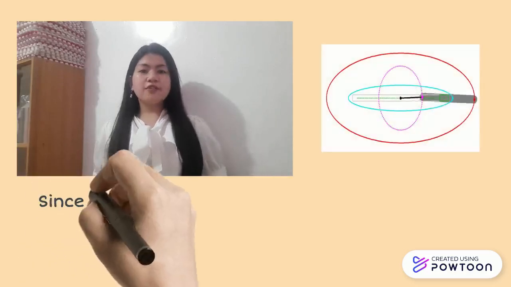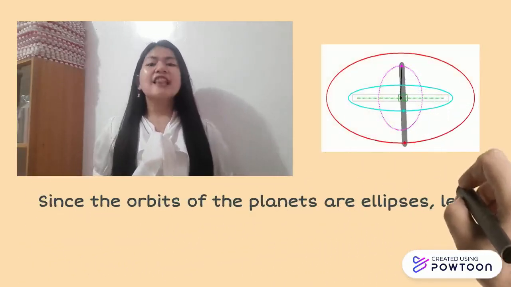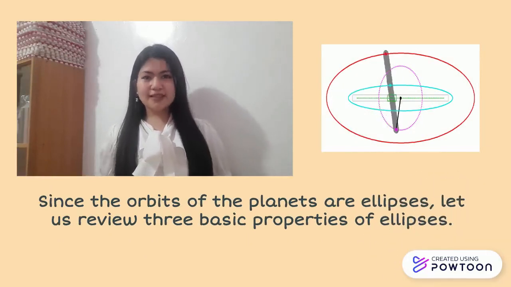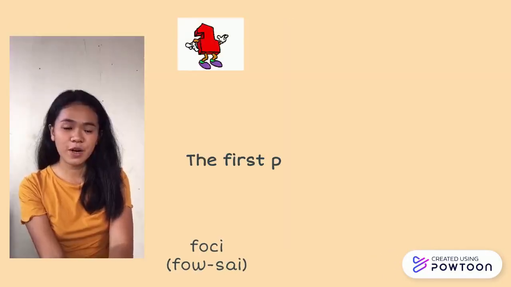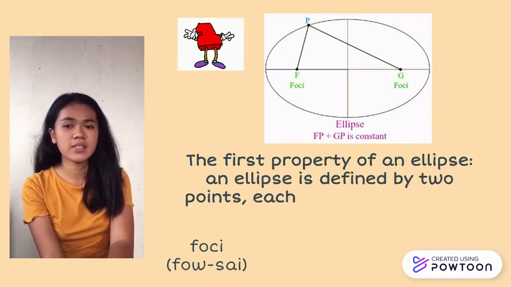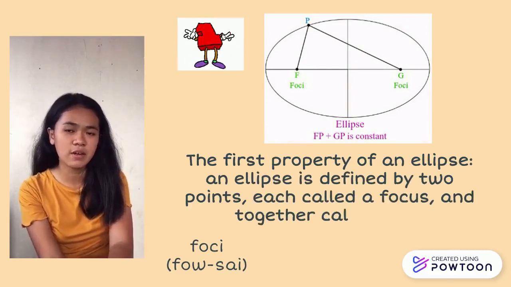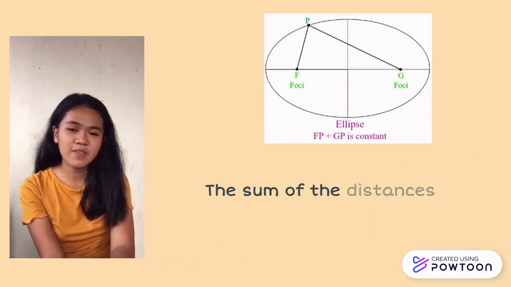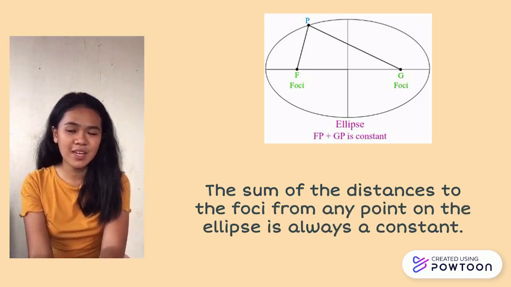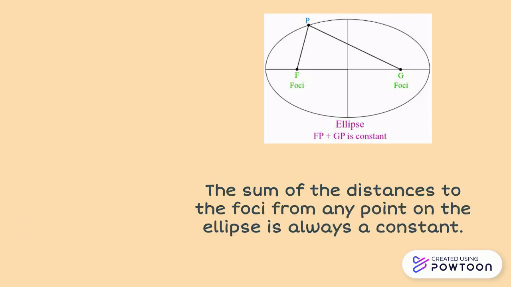Since the orbits of the planets are ellipses, let us review the three basic properties of ellipses. The first property of an ellipse: an ellipse is defined by 2 points, each called a focus and together called foci. The sum of the distances to the foci from any point on the ellipse is always constant.